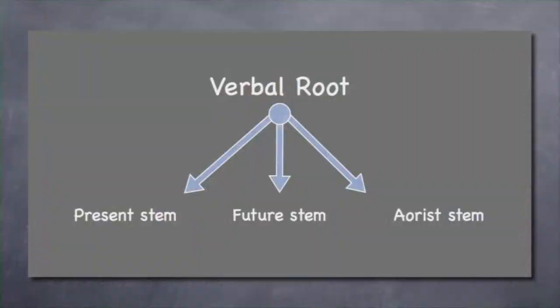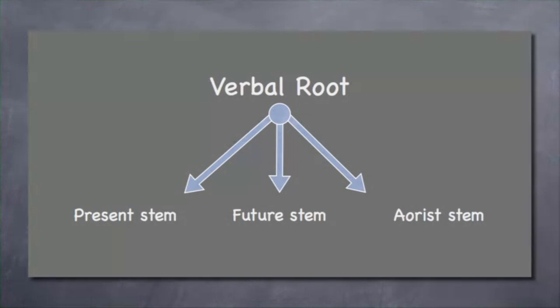Now, look at this chart. This is the image that I want you to have in your mind. The most basic form of a verb is its verbal root. From the verbal root is formed the present tense stem. From the verbal root is formed the future tense stem. And in fact, from the verbal root is formed all the other tense stems. The aorist is one of the past tenses we'll learn in a couple of chapters.